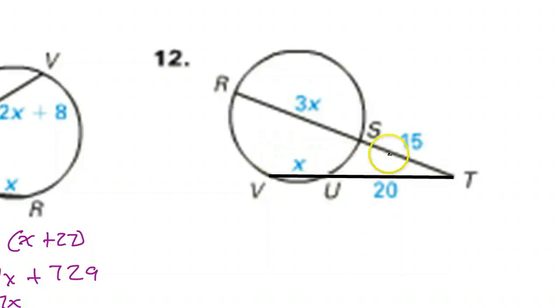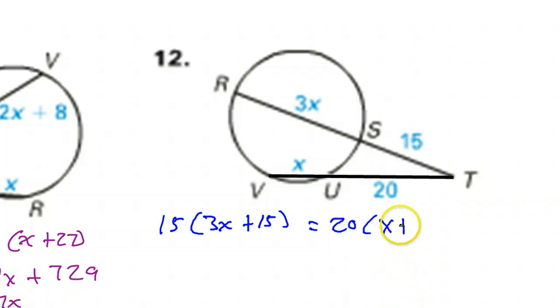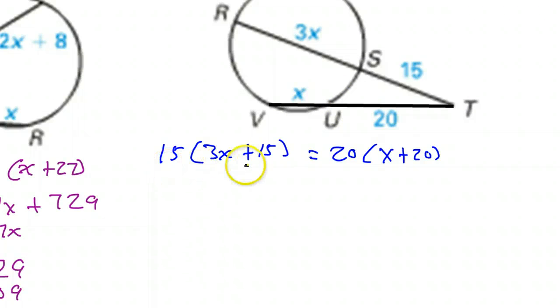Number 12, we're using the formula part times whole equals part times whole. 15 is the part for the upper segment, so I will do 15 times, and the whole is 3x plus 15. Alright, so this plus this. Now, between the x and the 20, 20 is the part, and the whole is x plus 20. So, part times whole equals part times whole. The part is always the outer part.